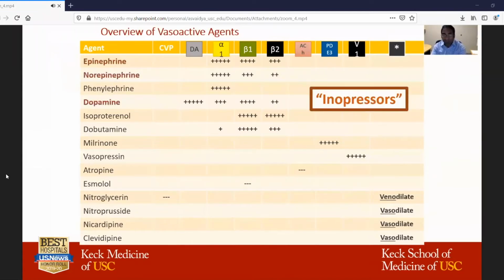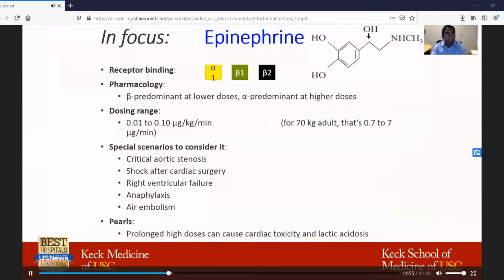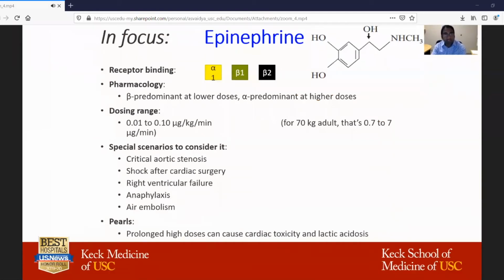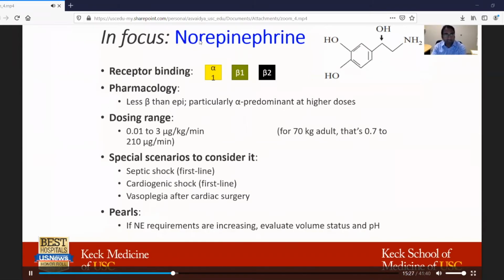We're going to talk about inopressors first, the first being epinephrine. Epinephrine binds to alpha-1, beta-1, and beta-2. It's important to understand that it's beta predominant at lower doses, so you're going to get more of an inotropic or chronotropic effect at these doses, whereas it's alpha predominant at higher doses, so it's going to have more of a pressure effect. The dosing range is seen there, and special scenarios to consider it in are critical aortic stenosis, post-cardiotomy shock or shock after cardiac surgery, RV failure, anaphylaxis, and pulmonary embolism. But it's important to remember that prolonged high doses of epinephrine can cause cardiac toxicity and lactic acidosis.